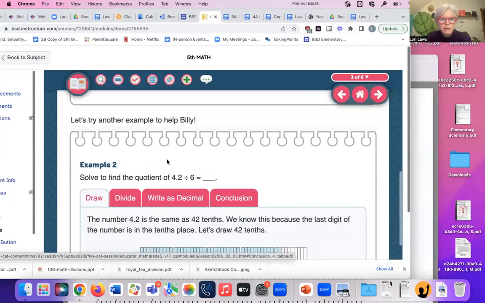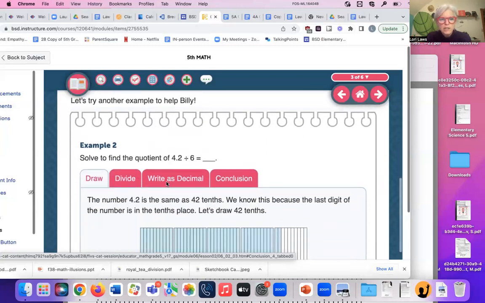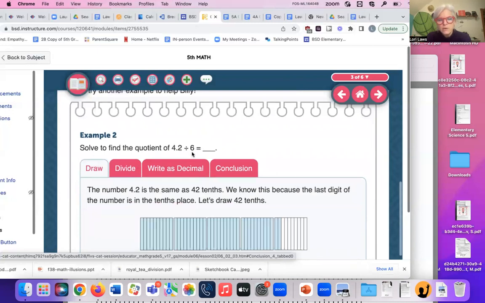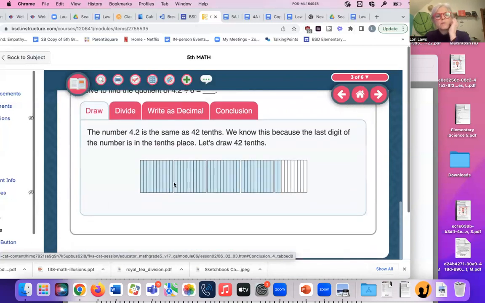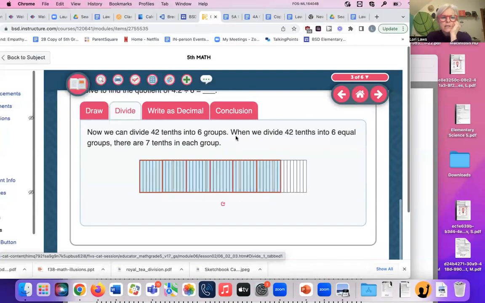Let's try another example to help Billy. Solve to find the quotient of 4.2 divided by 6. So using models, if we're going to fill in 4.2, we fill in 4 wholes and 2 tenths. And I think our very first problem today is very much like this. Then we divide it into 6 groups. So you can do that just by looking at the number 42 and dividing it by 6. What times 6 equals 42? 7. So if 7 times 6 is 42, then there's 7 tenths in each group, right?